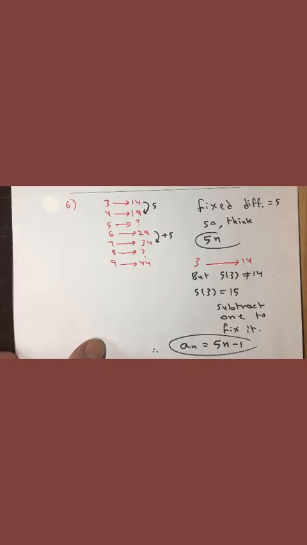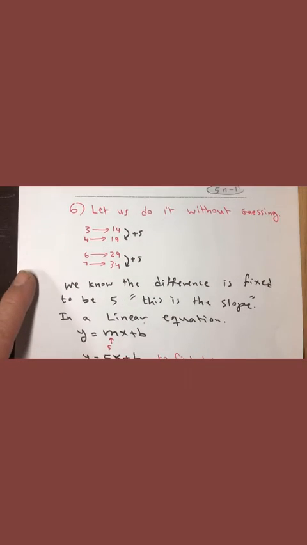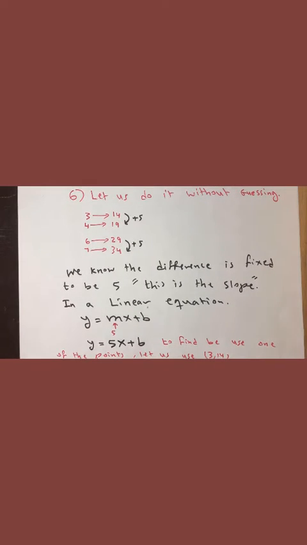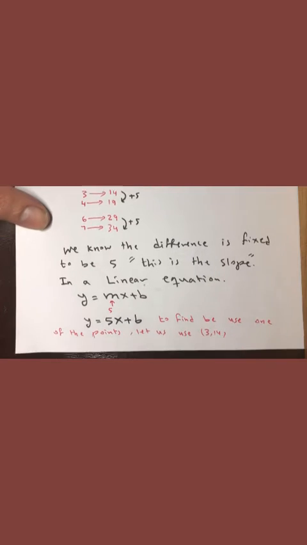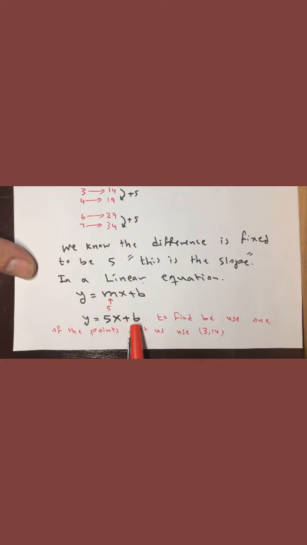Let's try to see it also another way. As you could see, it says guess the rule, but let's use it differently. That's number 6 again. We know the difference is fixed. That's what we are assuming to be 5. This is the slope in linear equations. That's another way to look at it. So it's y equals mx plus b. I do have y equals mx plus b, and I know the slope is 5. All I need is to find b.